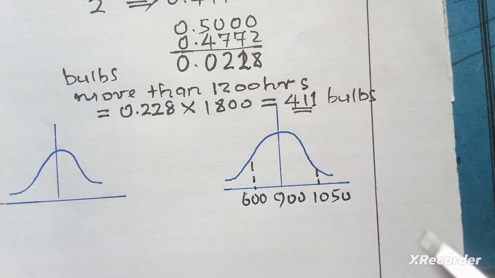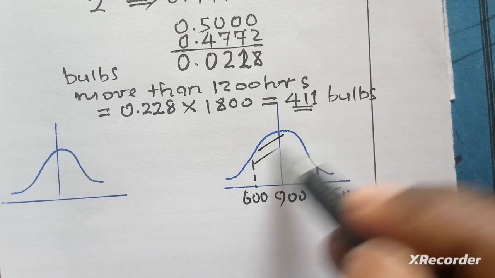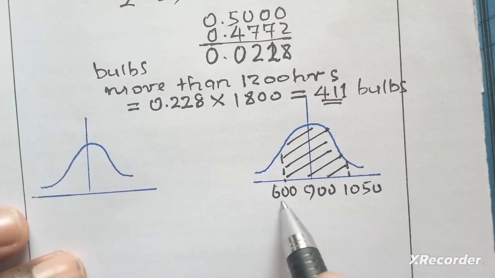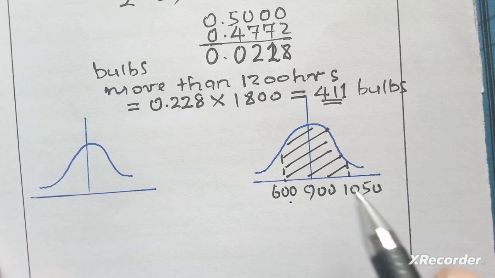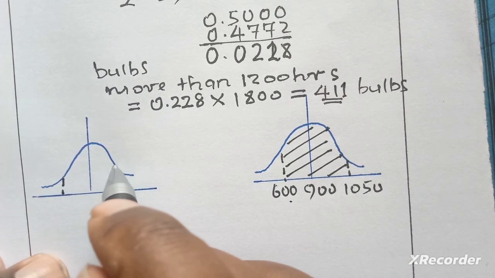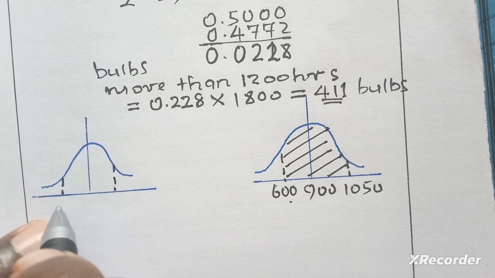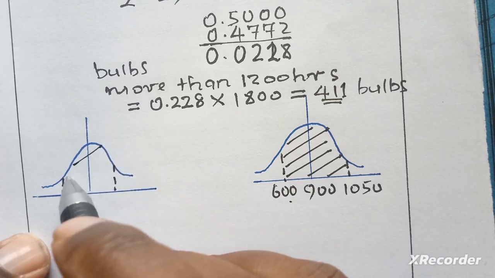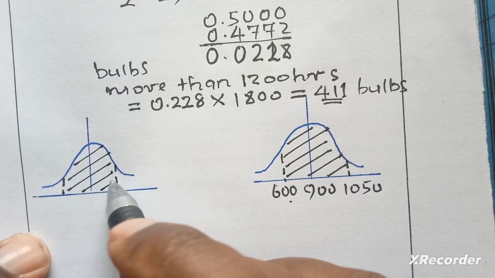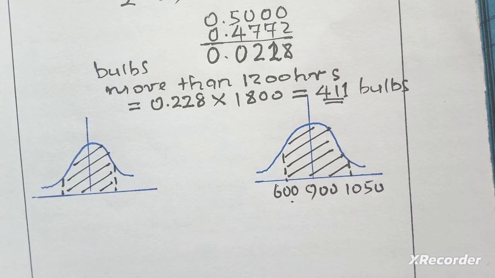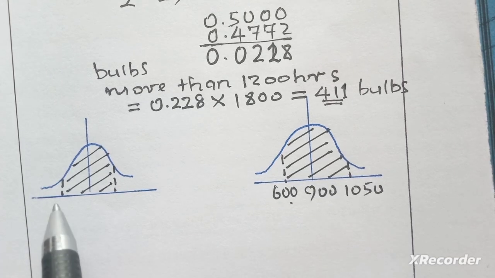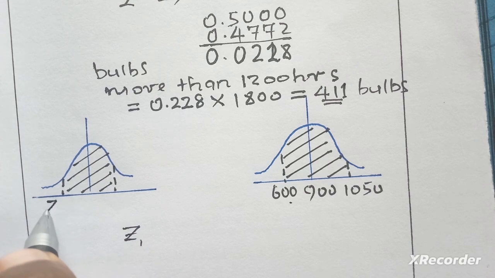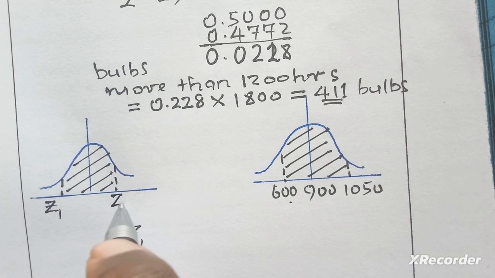This one is actually straightforward. But now we are using this, we have to convert 600 into standard form, and 1050, so that when we come here, we shall have the 600 converted to Z and the 1050 converted to Z, and then we can check at both Z1 and Z2. So let's say this one is Z1 at this point, and this one we call Z2.